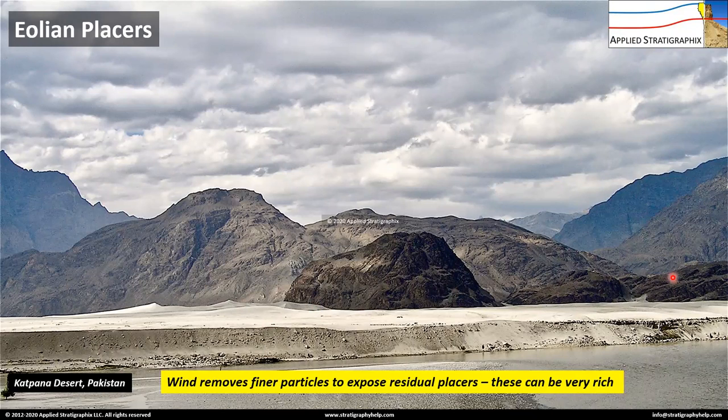And the exception to the rule is when you're looking at Eolian placers. So when you've got deserts and all you have are dunes, wind is very good at sorting things out. So you go out there with a metal detector, and that's what you're using on the surface of these dunes to see if the clays and smaller particles have been moved along by the wind, and if gold colors are left behind.